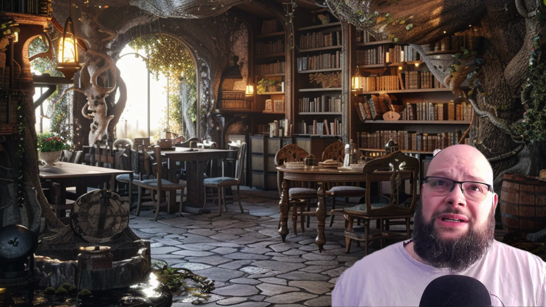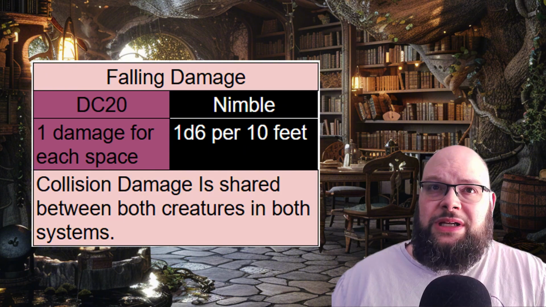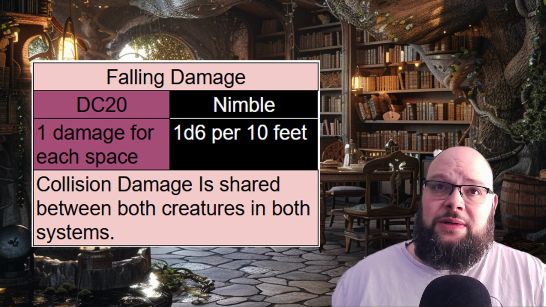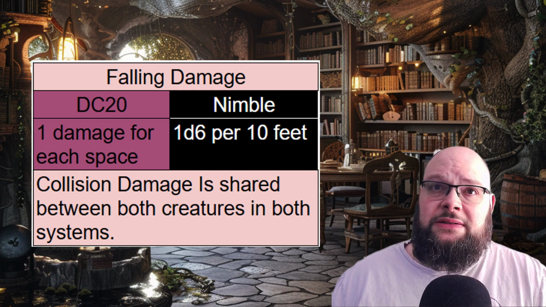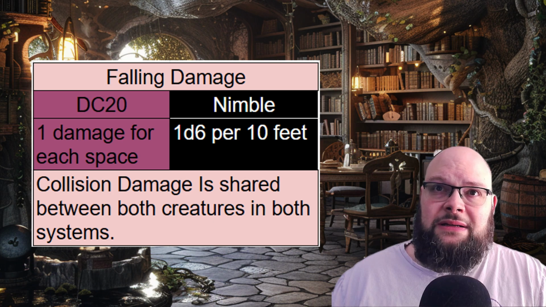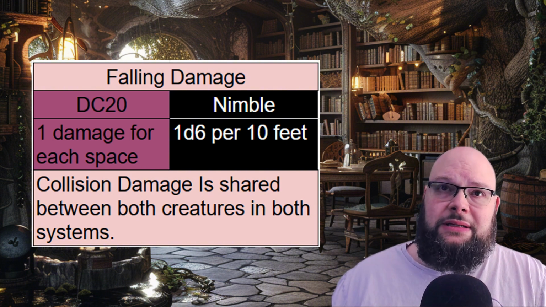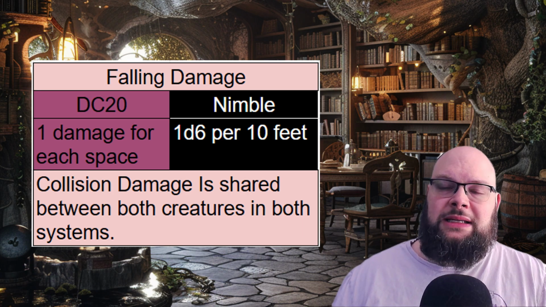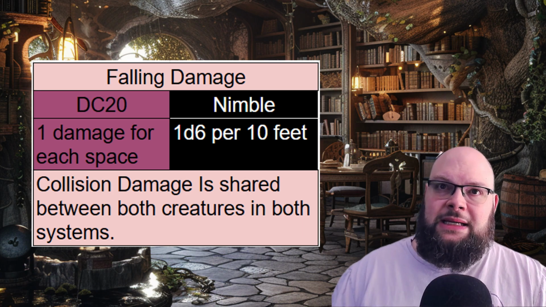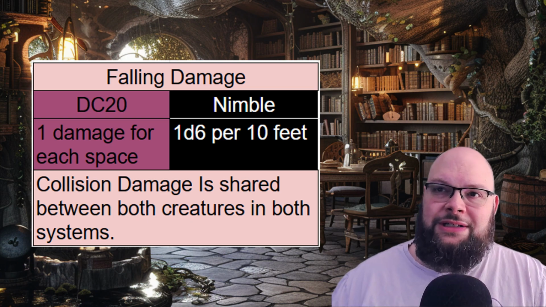Okay, now let's look at falling damage. DC20 uses a 5-foot space and counts everything in spaces. DC20 also has very low hit points in general compared to other systems, so taking 1 damage for each space that you fall is nothing to laugh at. Nimble's 1d6 per 10 feet is exactly like D&D 5th edition. In both systems, a cool idea that they both have agreed on is that collision damage is shared between both creatures if 2 creatures collide with each other.